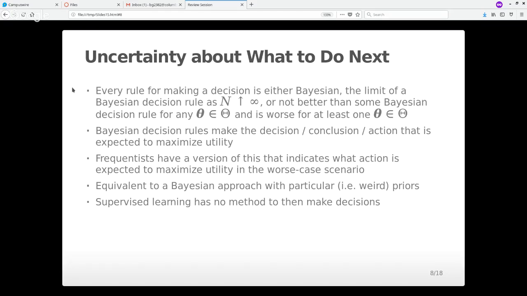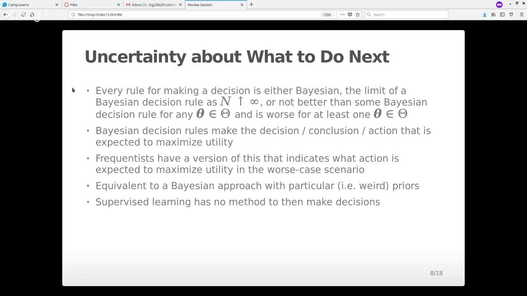So the third source of uncertainty is more fundamental uncertainty. What should we do next after we've gotten the results of the analysis? Back in the 1930s, I think, or maybe 1940 or so, by a guy actually at Columbia, it was proven that every rule for making decisions is one of three things. It's Bayesian, it's the limit of a Bayesian decision rule as the number of observations goes to infinity or something like that, or it's dominated by a Bayesian rule.